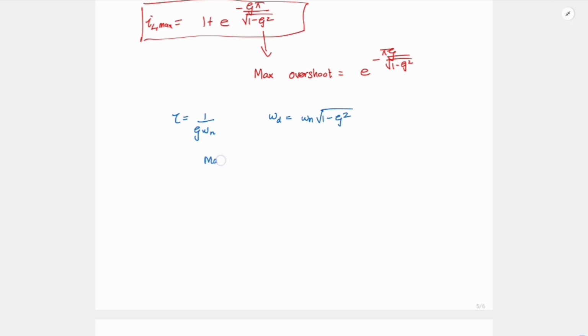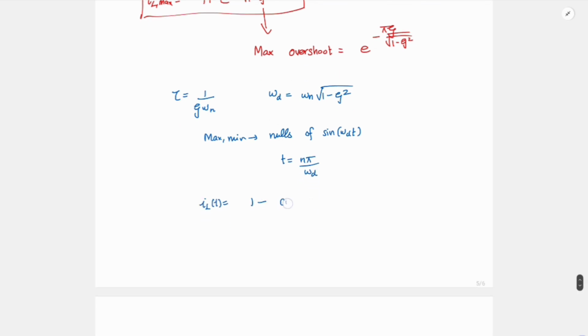And your max and min occur where the nulls of the sine function, sine omega d t, occur, which is nothing but t equal to n pi by omega d. And you know your transient response itself looks something like 1 minus cos omega d t e power minus t by tau minus some term. Let's say you forgot the term also. You need to remember that: sine omega d t e power minus t by tau into u of t. This is your transient response.